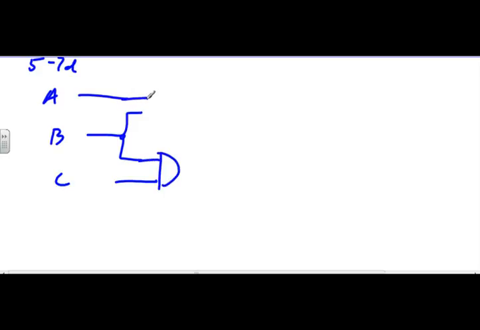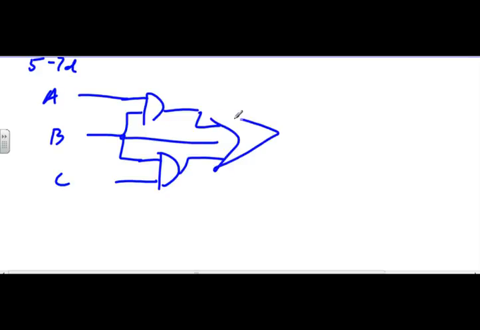So 5, 7, D. I have A, B, C. No, we're not doing homework yet. If this happens to be homework, that's good, because you're going to want to see it again anyway. And so I got 2 of those guys, and then I've got 1, 2, 3 of these guys going in an OR.